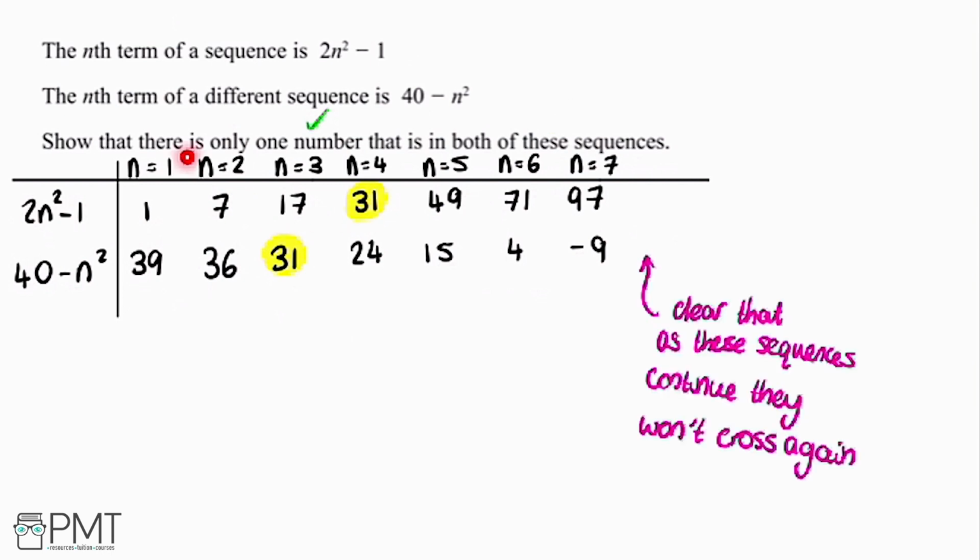And if we've successfully generated all of these terms, we'll get all 3 marks for the question, because it's clear from just writing out these sequences that they won't cross again except for at this point.